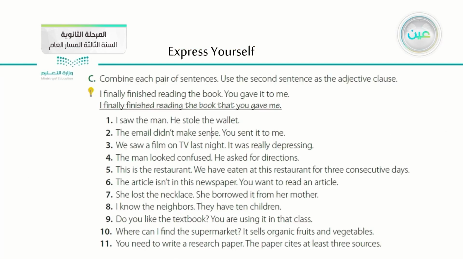After that, we went to exercise C: combine each pair of sentences, use the second sentence as an adjective clause. We have 2 sentences or more in each example or in each question. And we've learned how to combine these 2 parts of sentences by using relative pronouns.